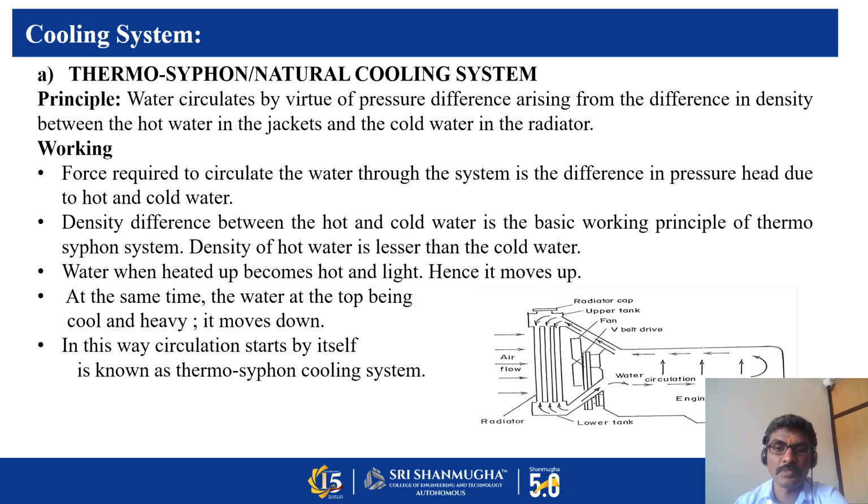So thermosiphon natural cooling system. In natural cooling system, the water flows in a natural manner. The water will flow due to density difference. Wherever density difference is there, obviously the water will flow from higher density side to lower density side. Force required to circulate water through the system is the difference in pressure due to hot water and cold water. When water is heated up it becomes hot and light, hence it moves up. At the same time the water at the top being cool and heavy, it moves down. So hot water is moving up and cold water is moving down.